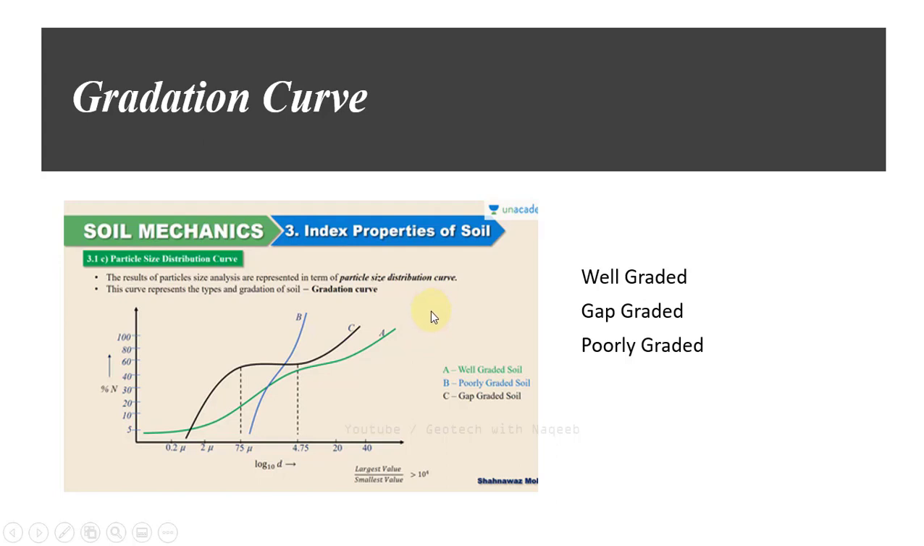If some portion of the particle sizes is missing, then it is called a gap graded curve. You can see here this curve is termed poorly graded because it contains a very small range of particles. This green curve is more flat, so it is covering a large range of particles. That is why it is called well graded. And you can see here some portion is missing in this curve. That is why it is called a gap graded curve. So here are some of the definitions.